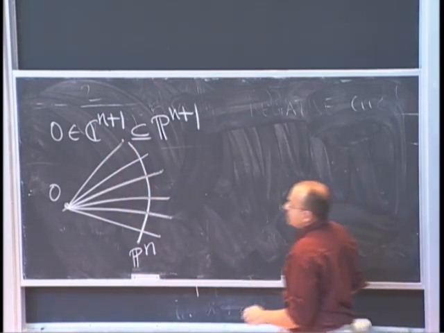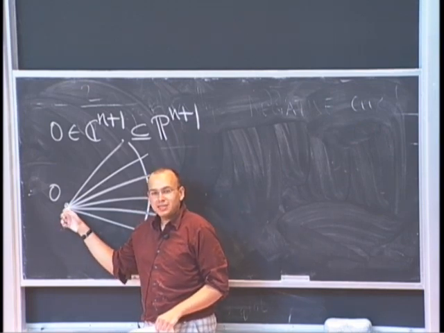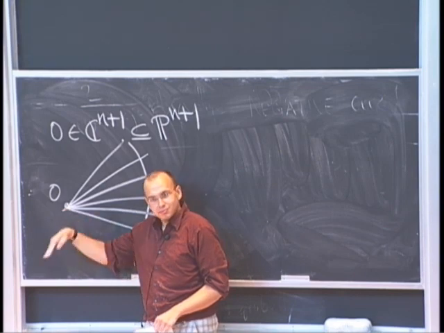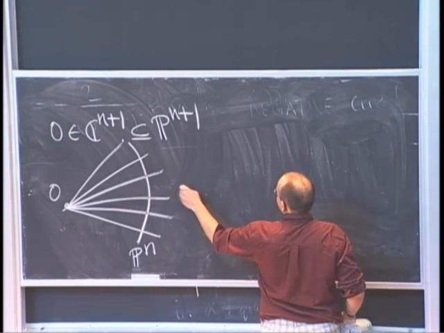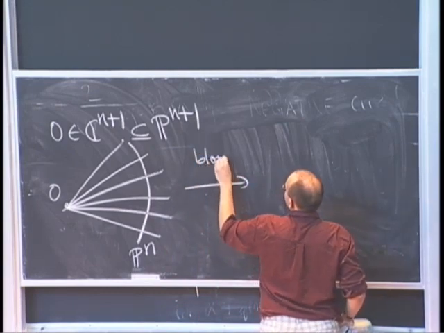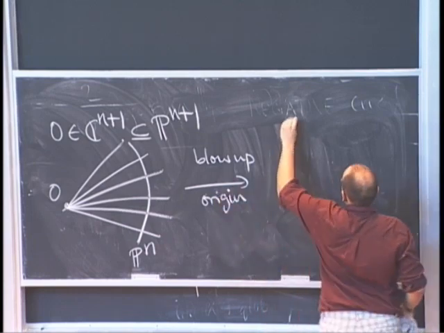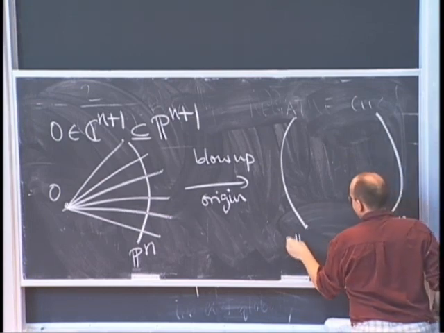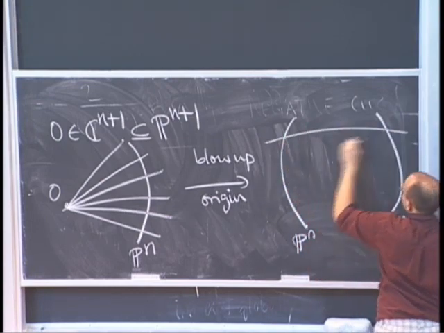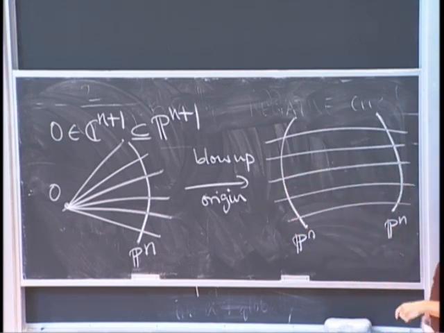Now, what you can do to this picture is blow it up at the origin, meaning you're replacing the origin with a space of directions through the origin, which is another copy of Pⁿ. So you blow up the origin, and what you get is two copies of Pⁿ. The lines get separated out by this blowing up process.